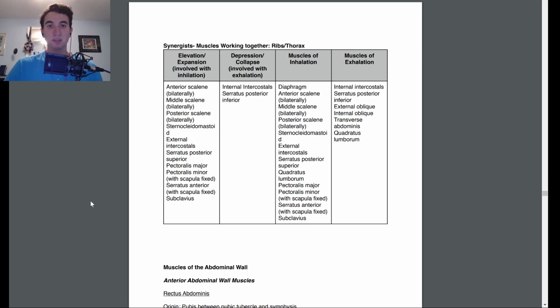And finally, muscles of exhalation. We have internal intercostals, serratus posterior inferior, external oblique, internal oblique, transverse abdominis, and quadratus lumborum.